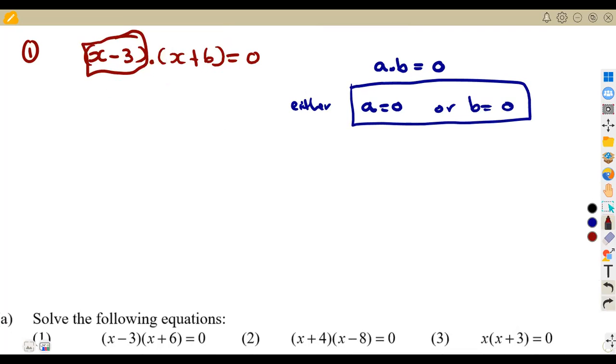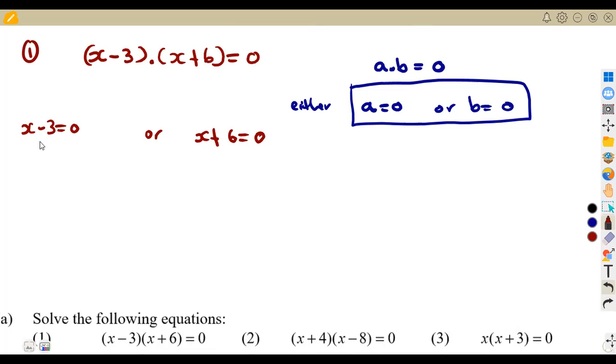So you see, we have the same concept, but they are brackets now. We are multiplying and getting a 0, so one of these must be equal to 0. It means either x minus 3 must be equal to 0, or x plus 6 must be equal to 0. One of these two brackets, just like A equal to 0 or B equal to 0. From this stage, you can solve.